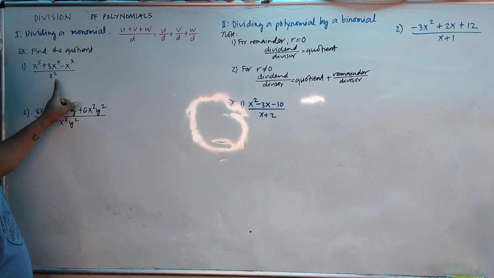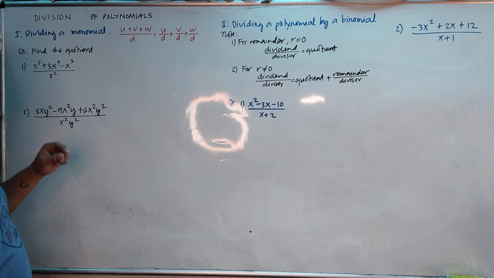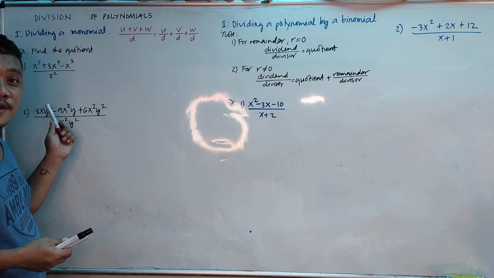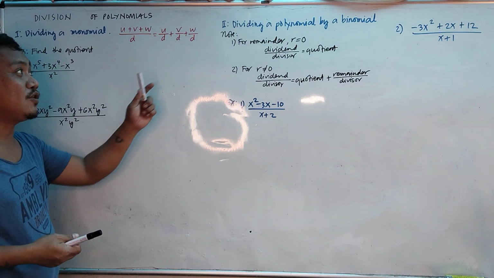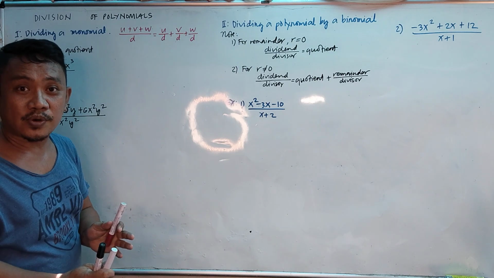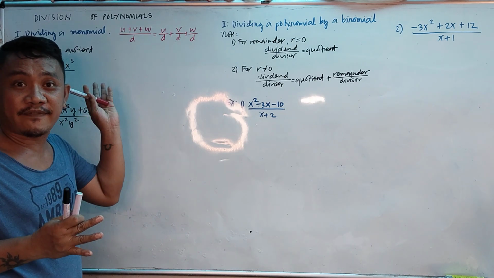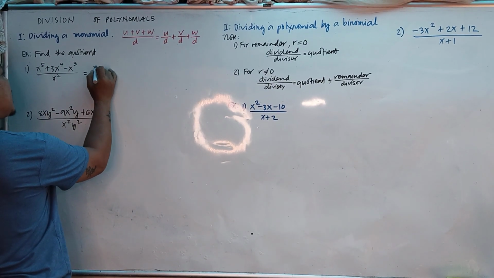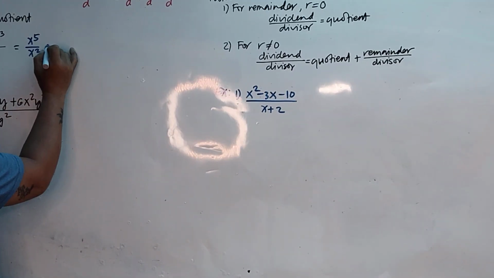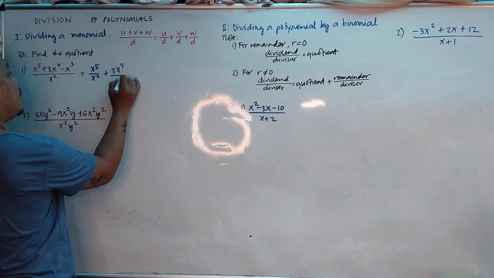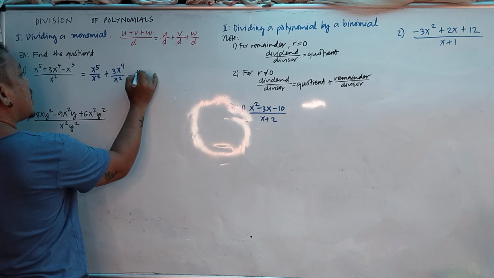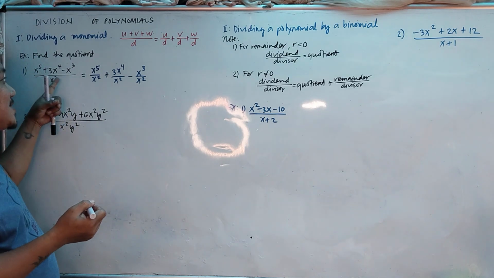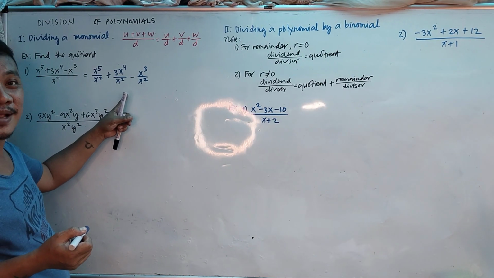Number one. Find the quotient of x to the fifth plus 3x to the fourth minus x cubed over x squared. The divisor is clearly a monomial. According to this, we divide each term of the numerator by the divisor. Here, this becomes x to the fifth over x squared plus 3x to the fourth over x squared minus x cubed over x squared. So we divide each term by the monomial divisor.